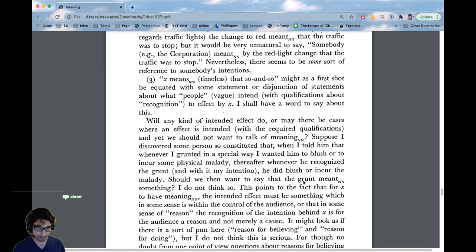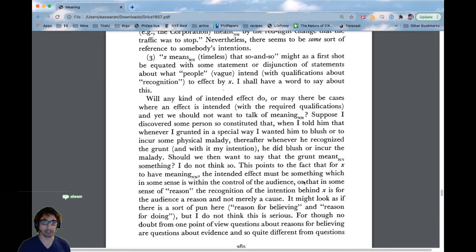3. X, the utterance, means in a timeless sense that so-and-so might, as a first shot, be equated with some statement or disjunction of statements. Disjunction means or, a collection of things, of statements about what people, vaguely, have intended, with qualifications about recognition, to effect by X. I shall have a word to say about this.